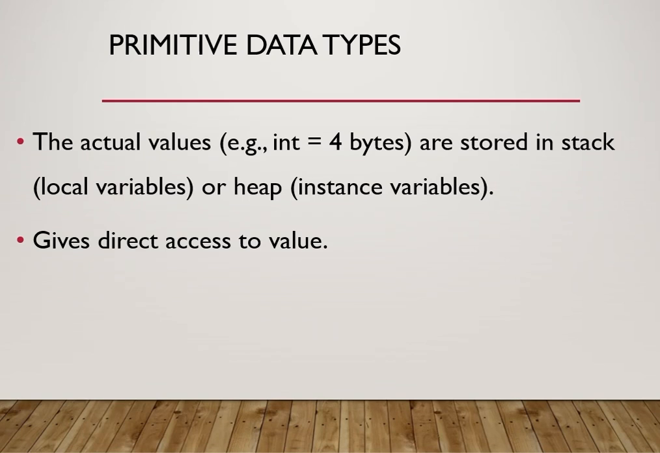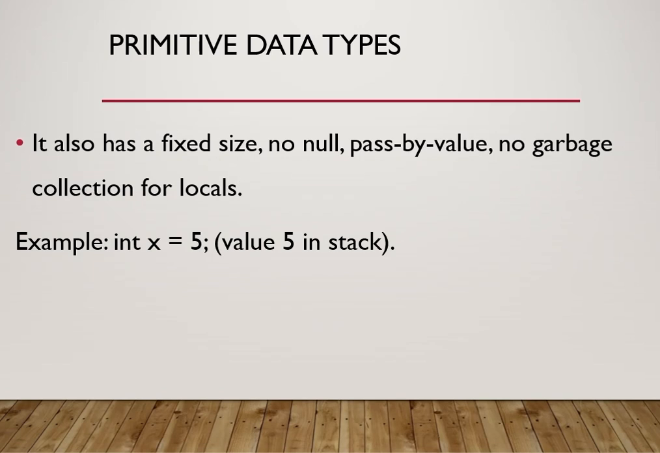Breaking it down, the primitive data type stores the actual values, either in the stack or the heap, and it also gives direct access to the value. It also has a fixed size. It cannot be null. It is pass by value, and there is no garbage collection for locals. Example, int x is equal to 5. The value is stored in the stack, meaning the value has already been fixed into the variable x.